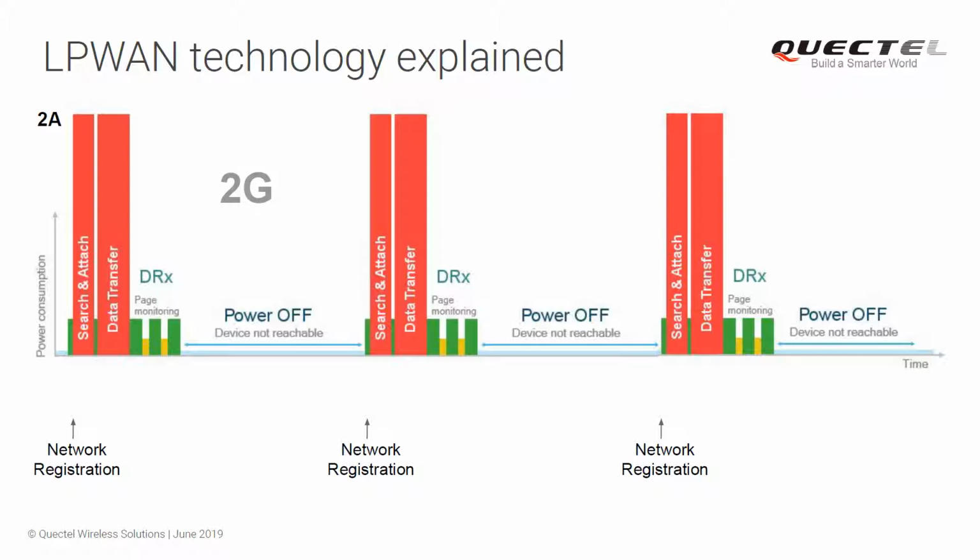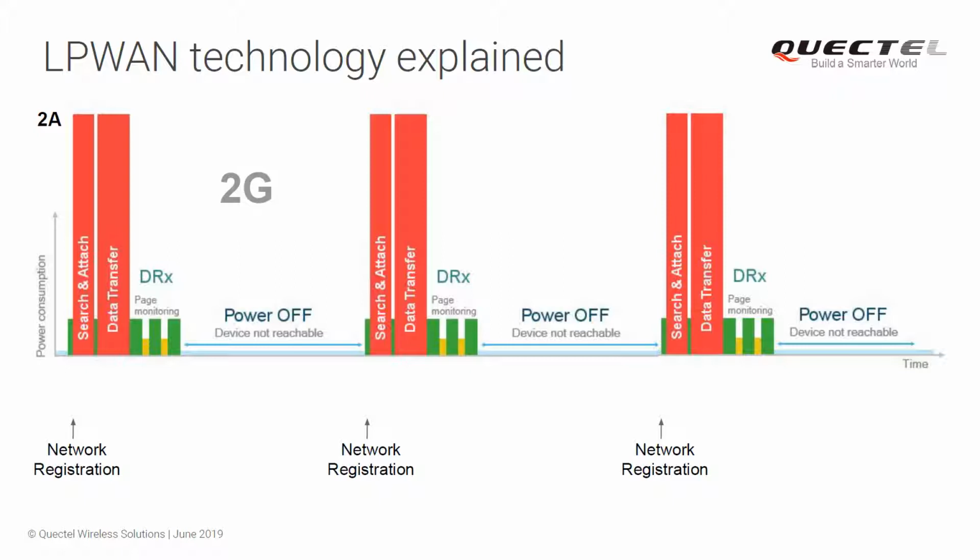So have a 2G module. When you first power it on, it will require a high current peak up to 2 amps to search the network. Then it will attach and transfer the data, and it transitions into listening state. If you have a battery powered application, you may want to cut off the power, so power off the device, to save power consumption.